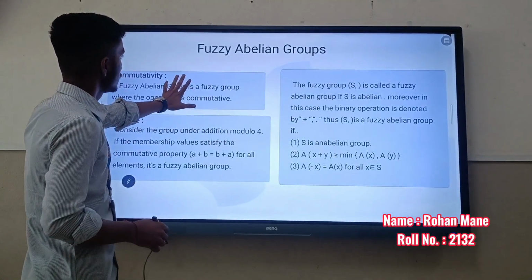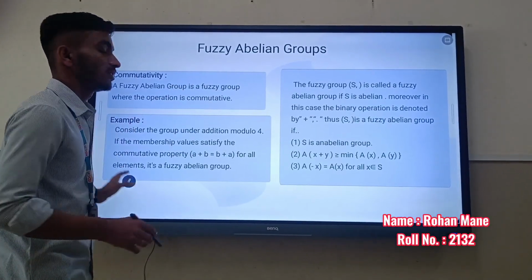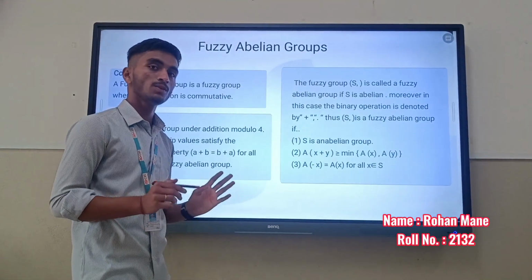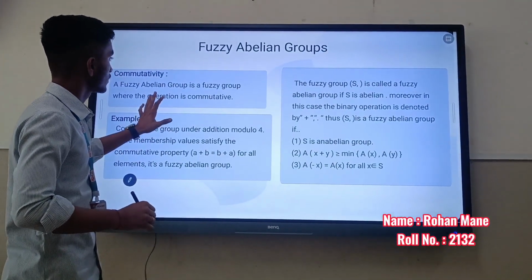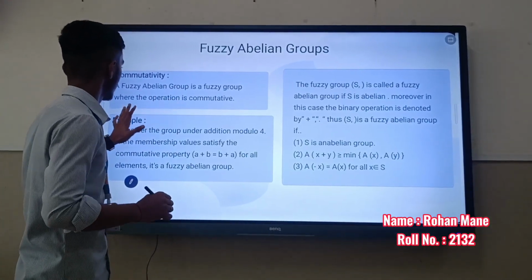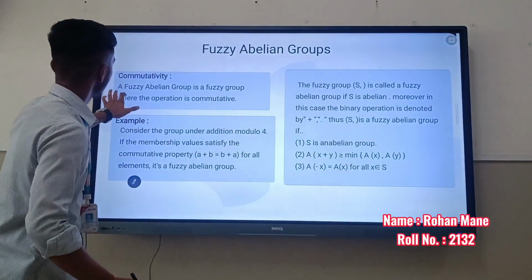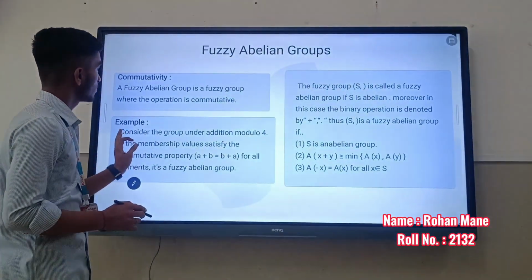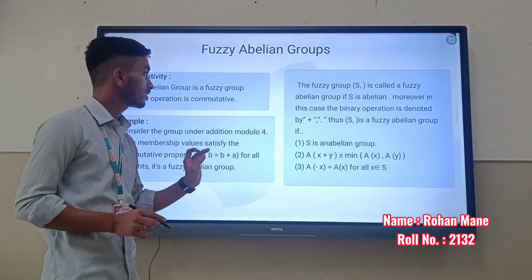The next thing is fuzzy abelian groups. What is meant by a fuzzy abelian group? A fuzzy abelian group means a group which is a fuzzy group where, additionally, it follows the commutative property. We can say that a fuzzy abelian group follows the closure property, the inverse property, and also the commutative property.